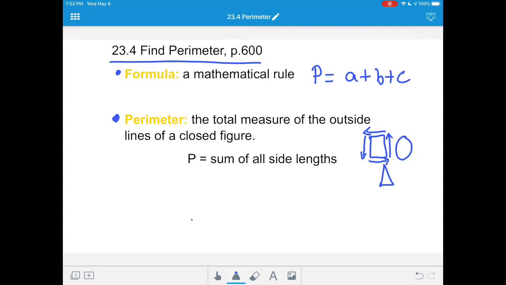The formula for perimeter is P equals the sum of all side lengths. So depending on how many sides you would have would depend on how many numbers are being added together. So for example, this first perimeter formula that I drew out for you would be the formula for a triangle, because a triangle has 3 sides and I have 3 letters being added together.